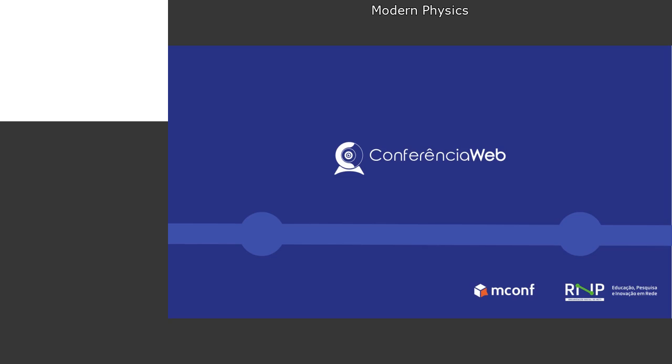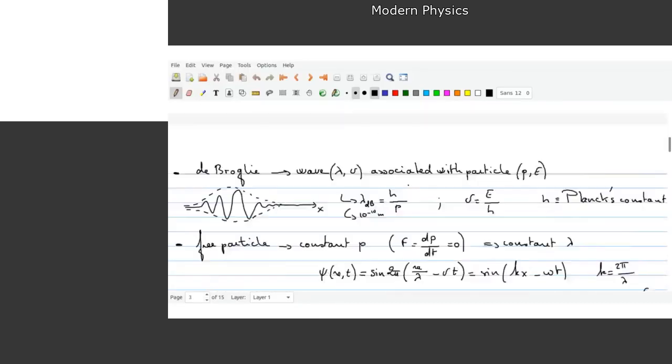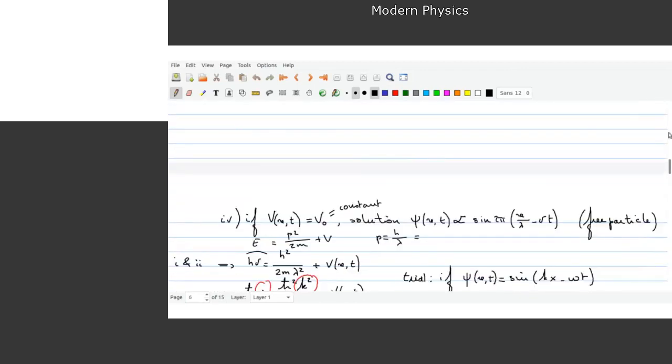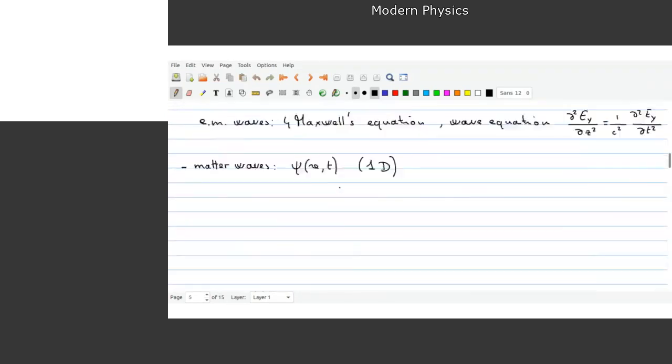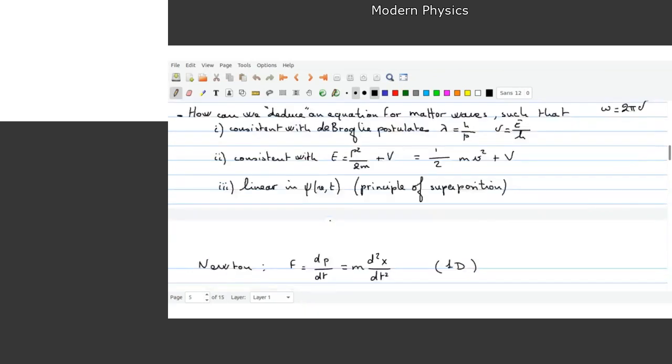So let me stop. Okay, so I was saying that, to obey, we are going to build this equation. I will begin with these two conditions: it has to be consistent with the de Broglie postulate, and it has to be consistent with this way of computing the energy as a sum of the kinetic and the potential energies, okay?